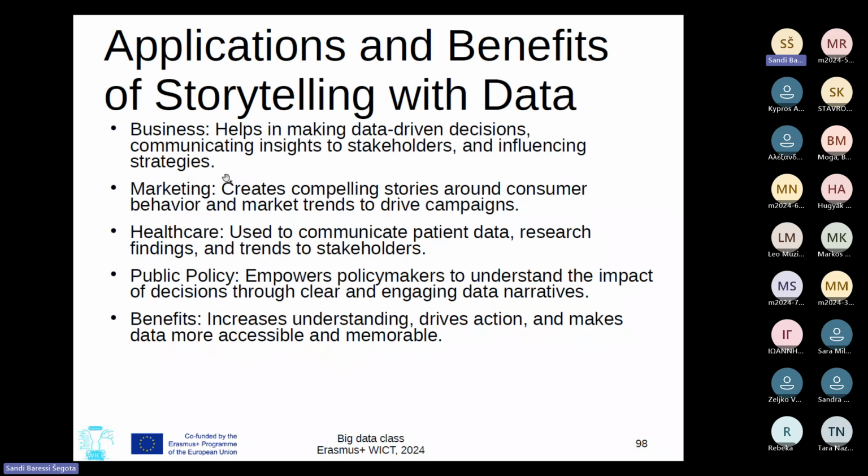Because marketing hates numbers unless it's percentages of sales or something like that. In healthcare, you can use some numbers, right? But don't focus on individual data or something like that. Focus on the actual improvements in health and stuff like that.